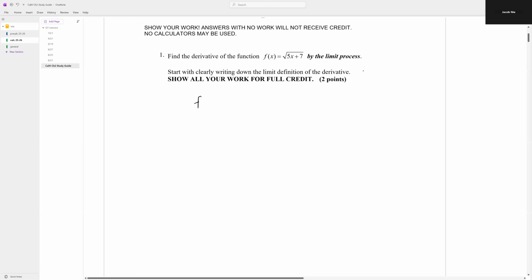So that is just the derivative of f of x is equal to the limit as h approaches 0 of f of x plus h minus f of x all over h. So as you can see, when h equals 0, this is going to give us a 0 over 0. And so this requires us to use some methods from the previous chapter to evaluate this limit.